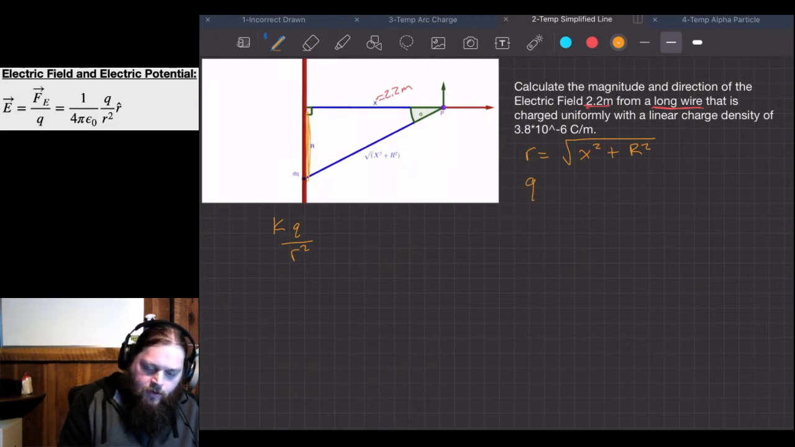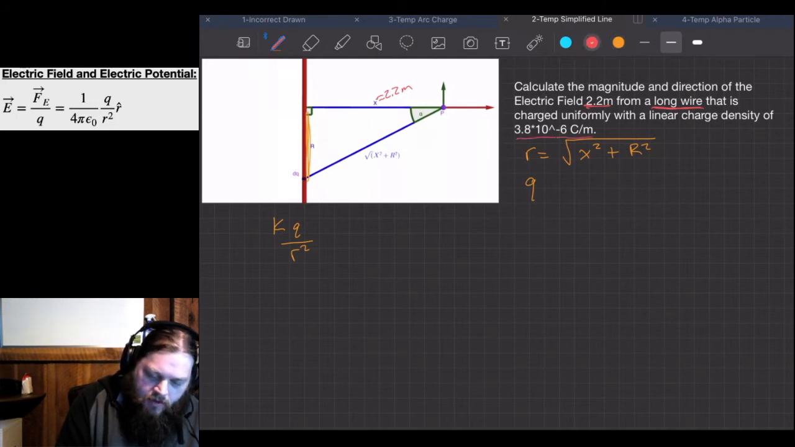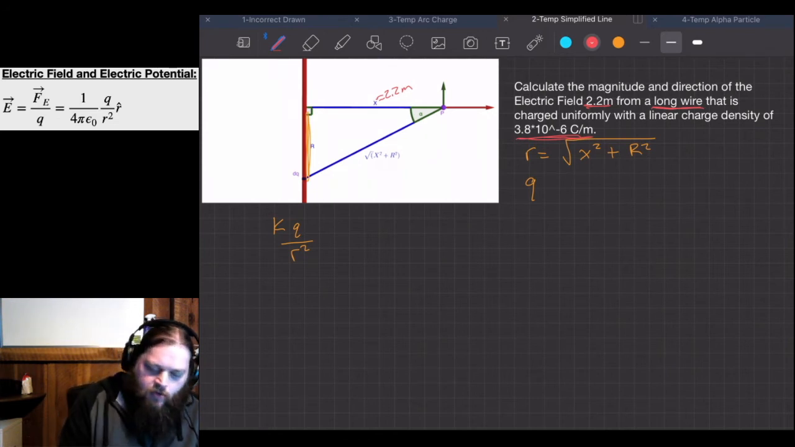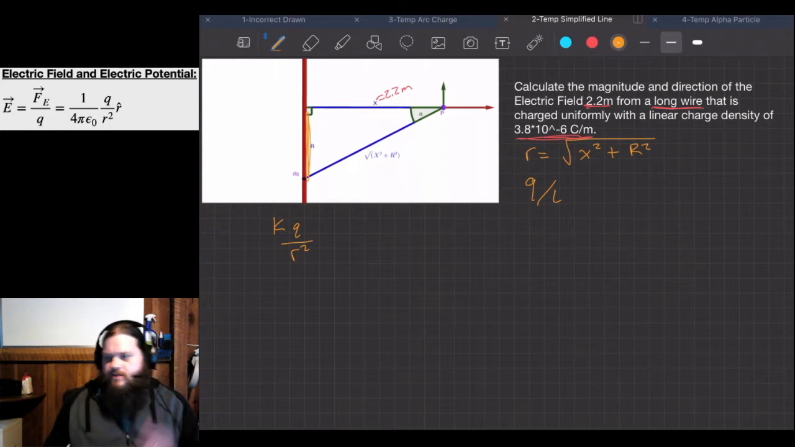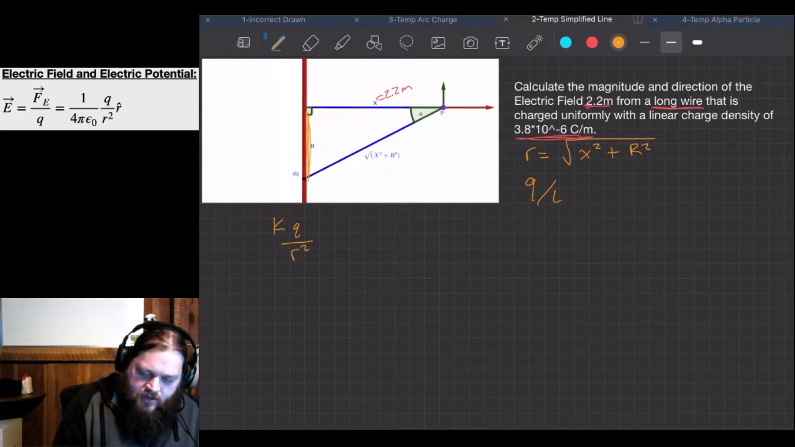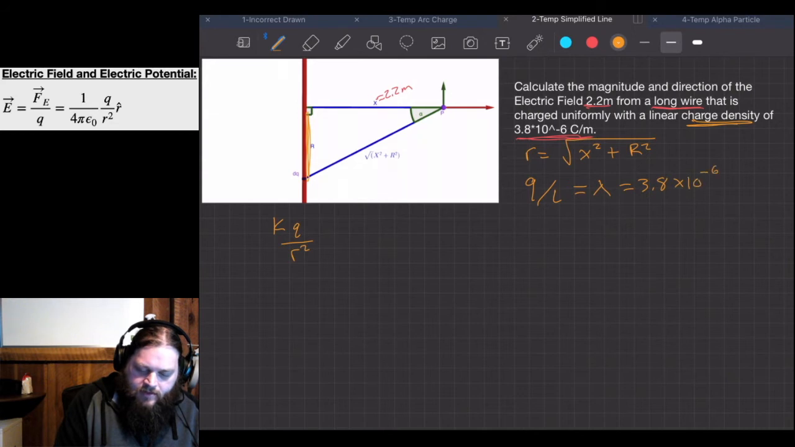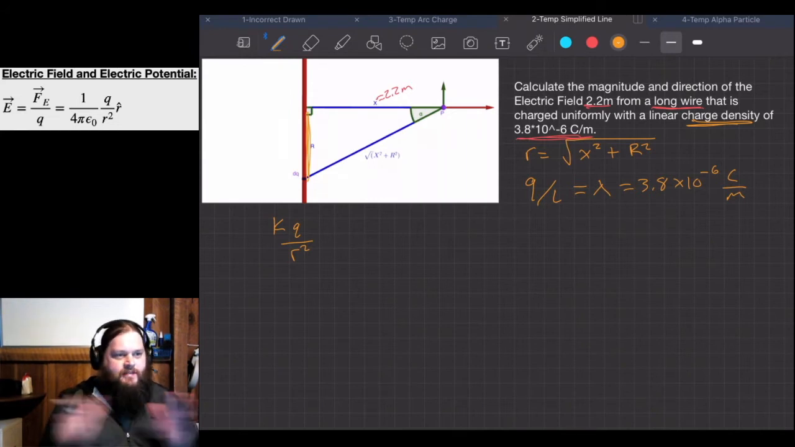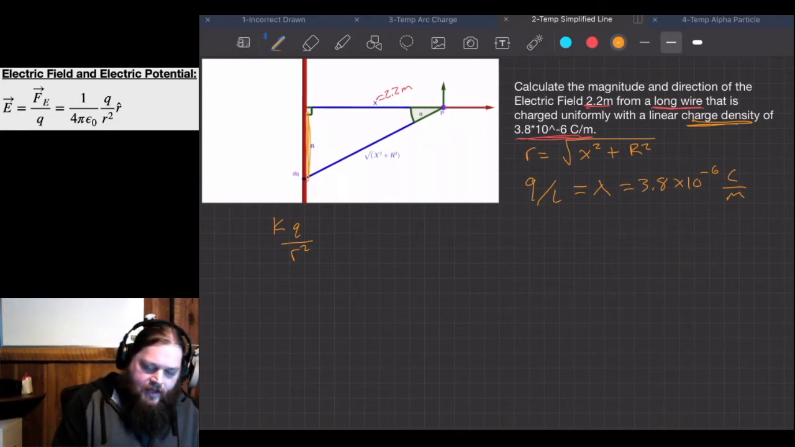And Q, well, Q is defined here, right? But that's the charge of the entire line, right? So we can't just write Q. We have to write it as Q over L, which is the charge per distance, right? And they told us that charge density, we're going to call it lambda, is equal to 3.8 times 10 to the negative 6 coulombs per meter. So that gives us the lambda value on there, and we know that x is equal to 2.2 meters.